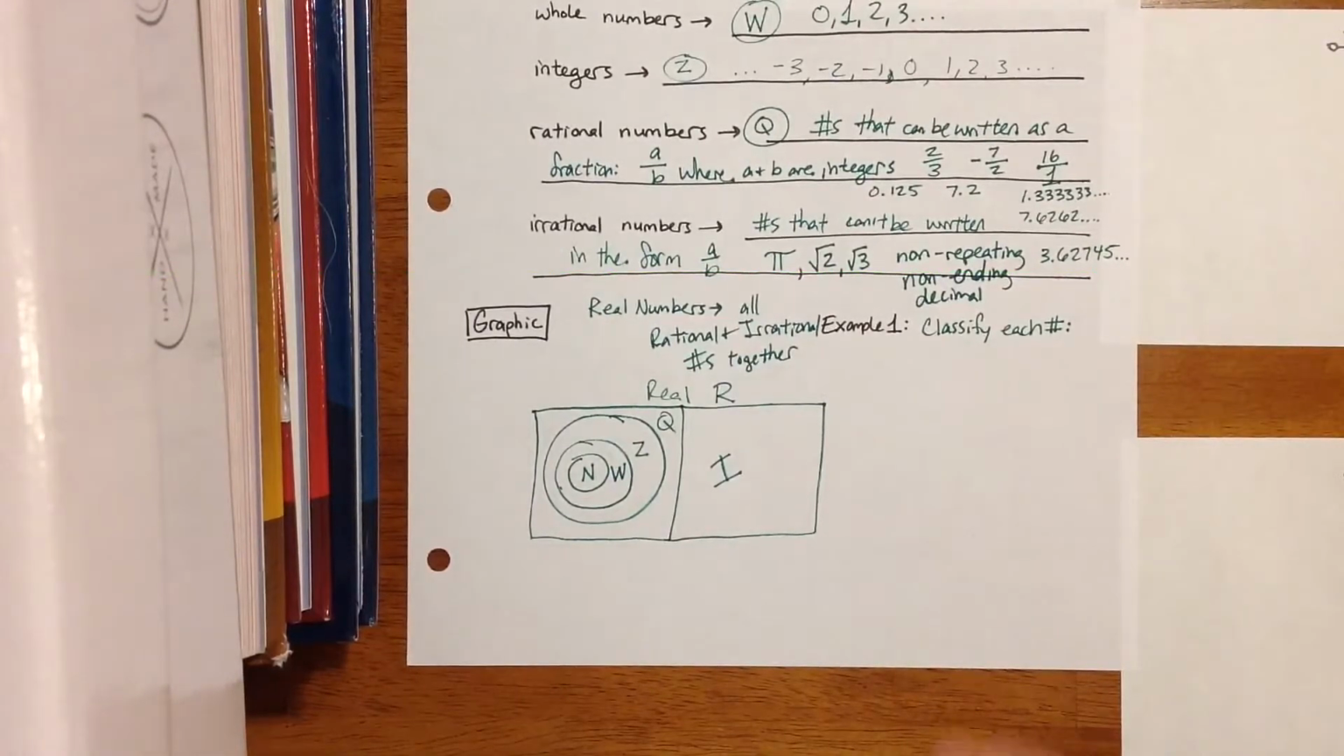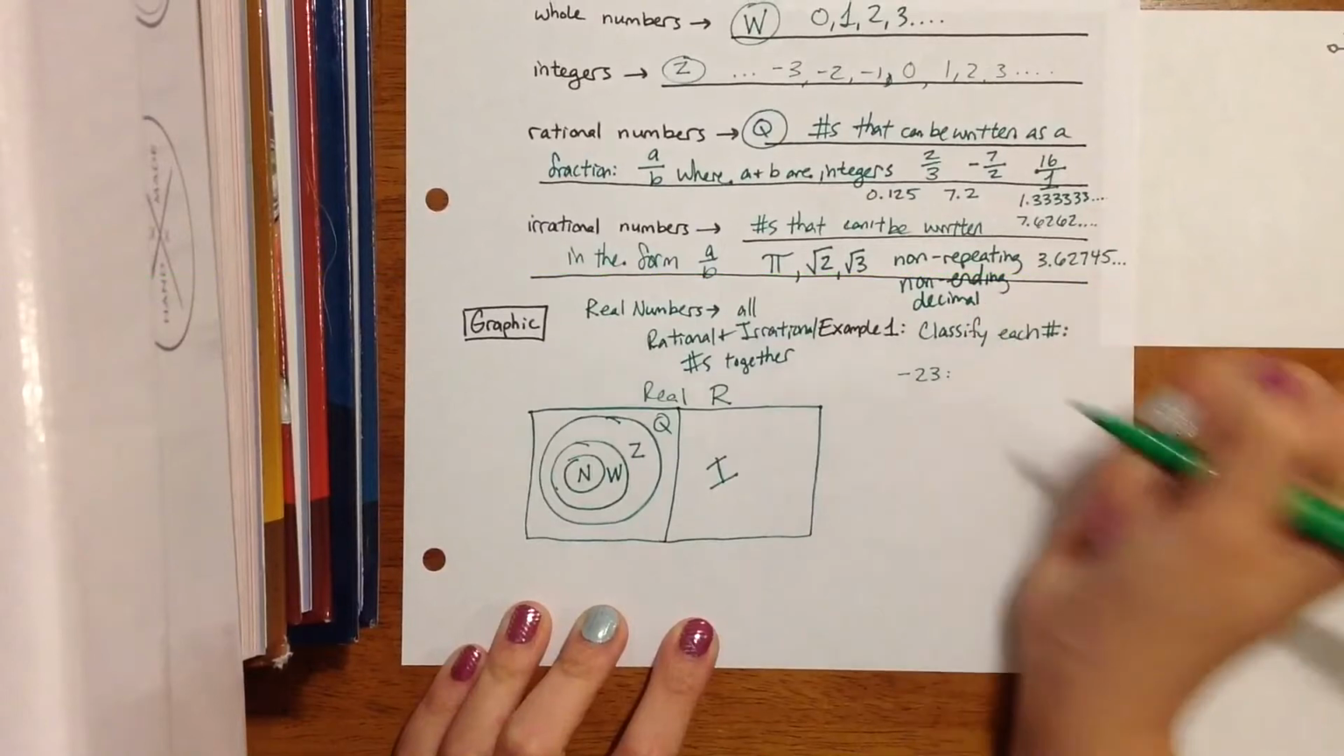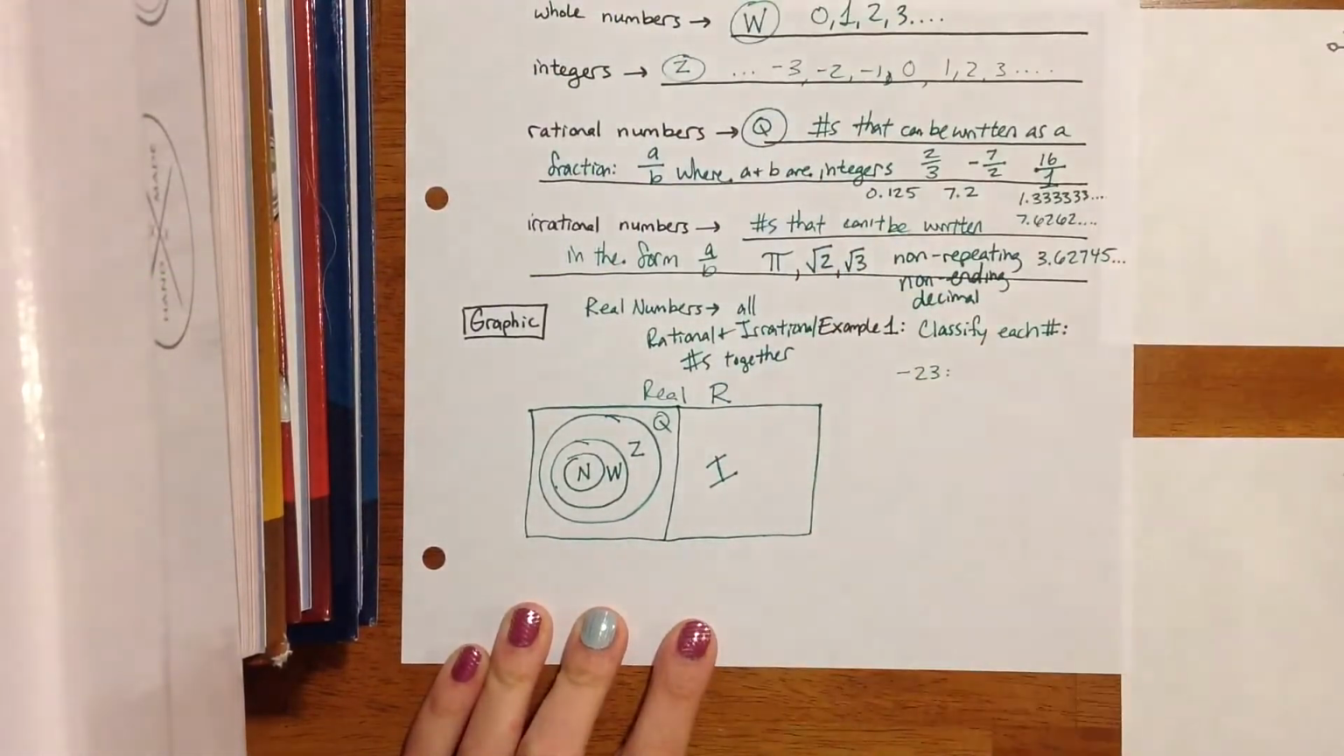So with this system in place, I want to figure out how do I classify these numbers. So let's say I ask you to classify the number -23, and I want to know all of the sets that it could belong to.